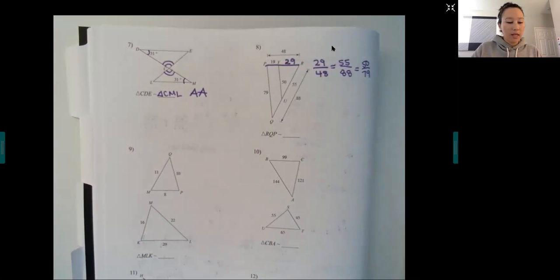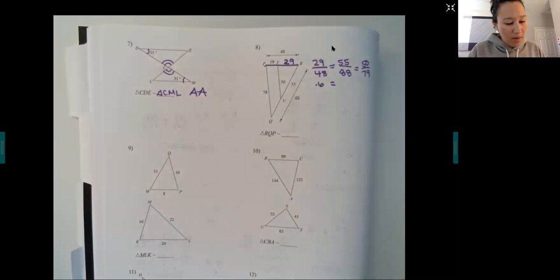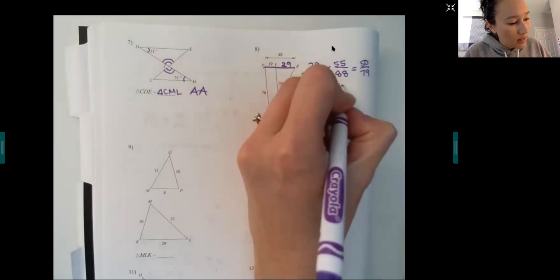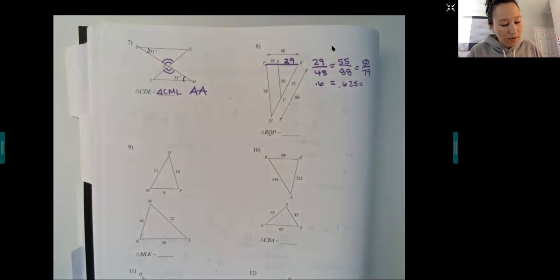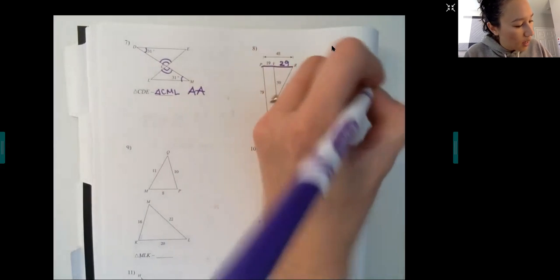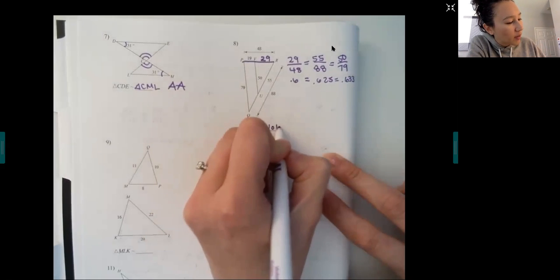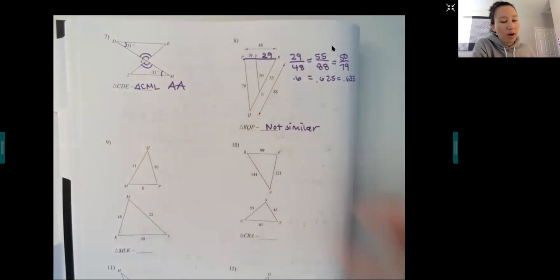So instead of simplifying all those, and we're running out of time, let's just do decimal. So 29 divided by 48 is 0.6. 55 divided by 88 is 0.625, and 50 divided by 79 is 0.633. Okay, so then we know that these are not similar. The sides are not proportional.